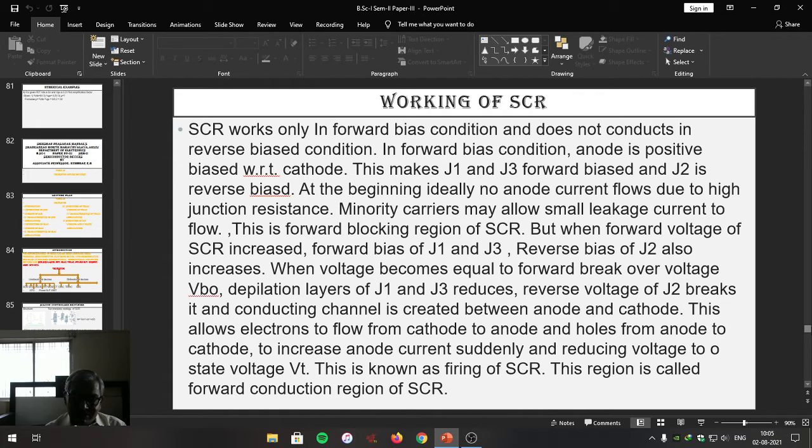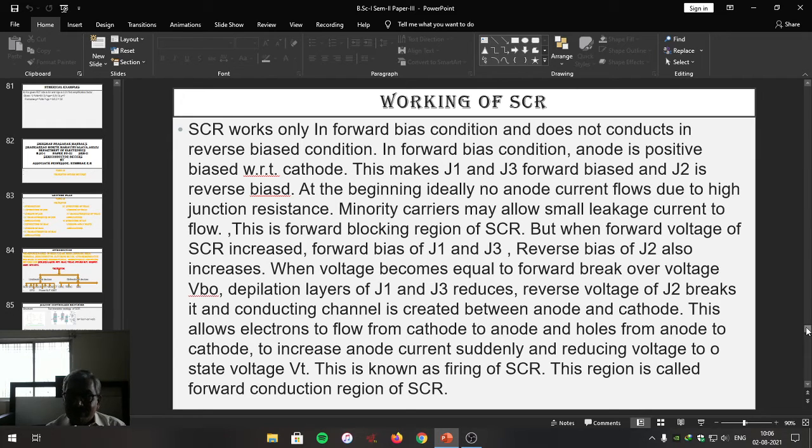We also studied its 2-transistor analogy. That means how SCR is analyzed with the 2 transistors, out of which one is PNP and the second one is NPN. By connecting both the transistors properly with each other, one can understand the analogy of SCR.